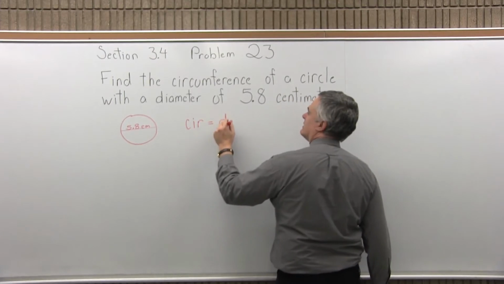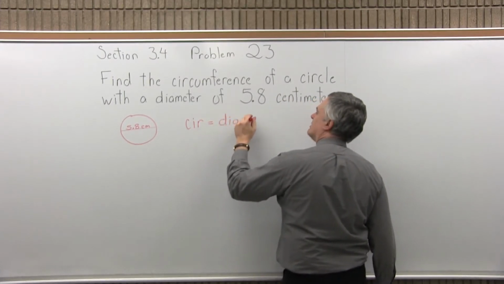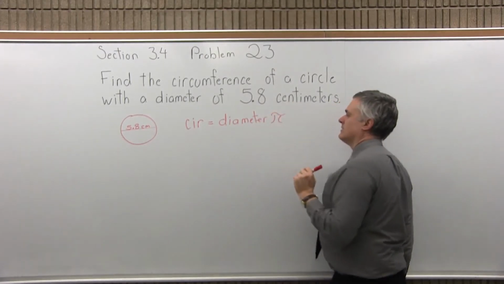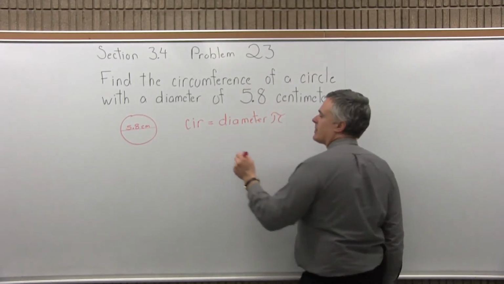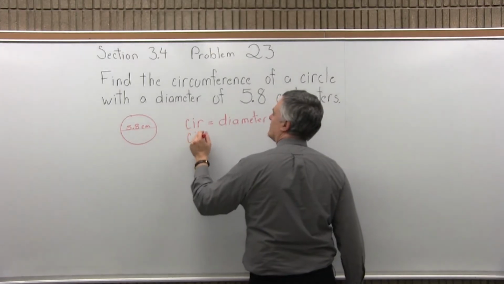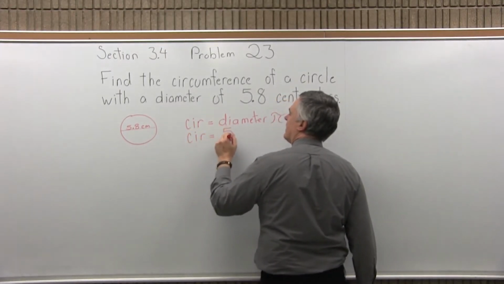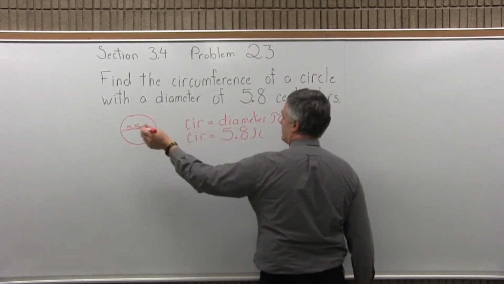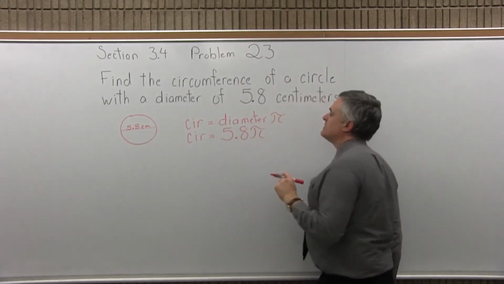equals diameter times pi. So circumference equals 5.8, that's the diameter, the distance across through the center, times pi.